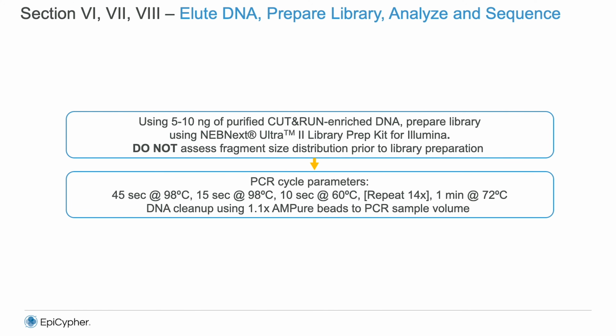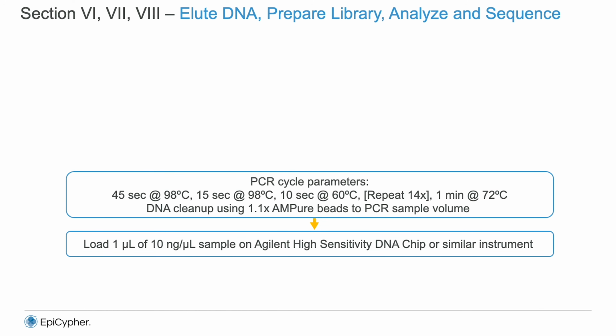Described here are our standard PCR conditions for CUT&RUN library preparation. Please refer to our online protocol for modifications in library preparation when working with transcription factors, including those with expected fragment sizes of less than 120 base pairs. Examine your experimental success using a Bioanalyzer or equivalent approach before proceeding to sequencing.